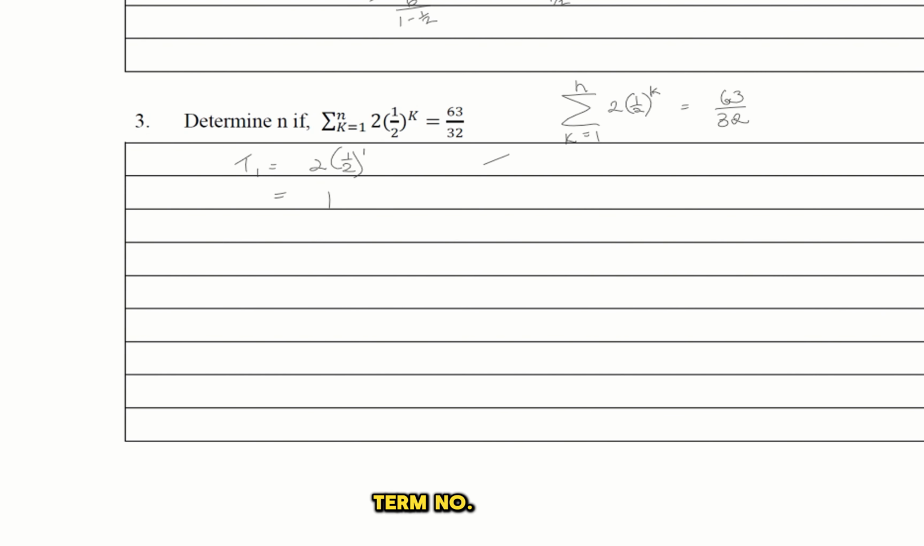Let's determine term number 2. Term number 2 is equal to 2 times (1/2) to the power of 2. Now, if you need a calculator for that, you can do that on a calculator, but you can see that the answer is a half. Then term number 3, if you can see the pattern here, is going to be 1 over 4.